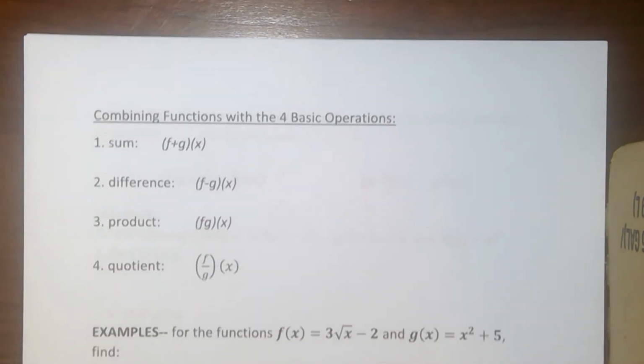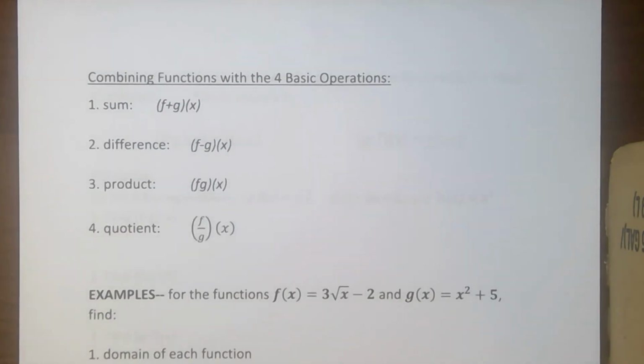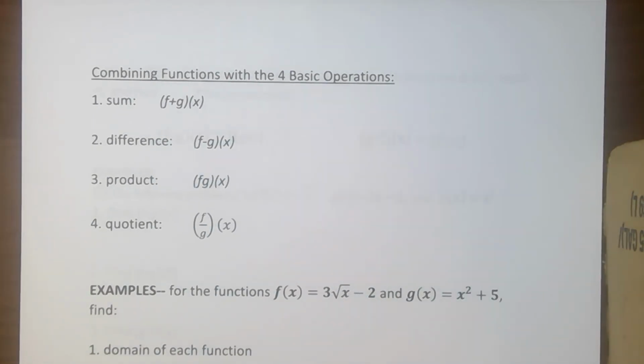Okay, combining functions with 4 basic operations. We've looked at how we restrict the domain. Now we're going to start looking at how we combine functions. When you talk about combining functions, there are 2 different ways to do so. You can either combine functions using basic algebraic operations, adding, subtracting, multiplying, and dividing, or you can do so using composition of functions. Let's focus first on adding, subtracting, multiplying, and dividing.